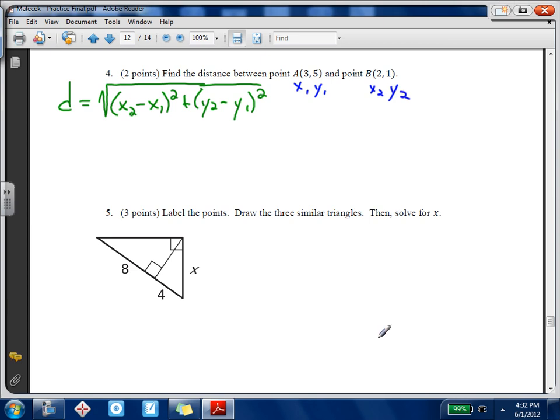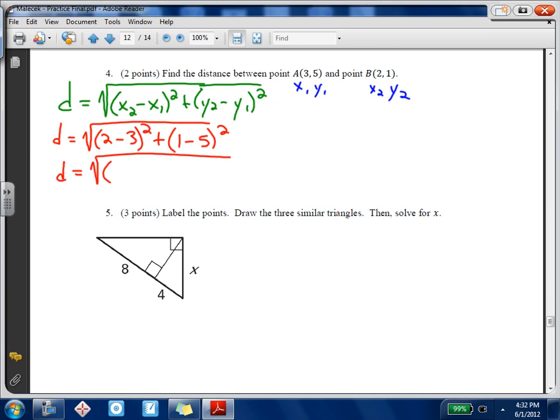So we get that the distance is equal to the square root of x2 is 2 minus x1 is 3 squared plus y2 is 1 minus 5 squared. Carry it down, make sure you don't drop the square root symbol. 2 minus 3 is a negative 1, keep it in parentheses, plus negative 4 squared. Remember that if you have a negative 1 squared, it's going to be negative 1 times itself twice. A negative times a negative is going to become a positive, so it's going to become a positive 1.